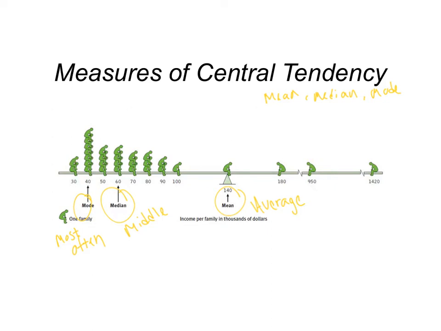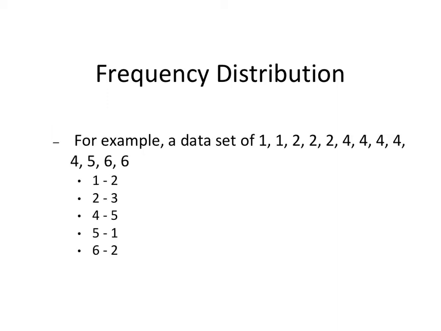So there's a few other ways that we can take a look at our data. A frequency distribution is just a way to summarize the data. So we may take a look at our mean and median and mode, and then we may want to take another look at a way to summarize our data, and that's where we would use frequency distribution. And this is an example of frequency distribution.